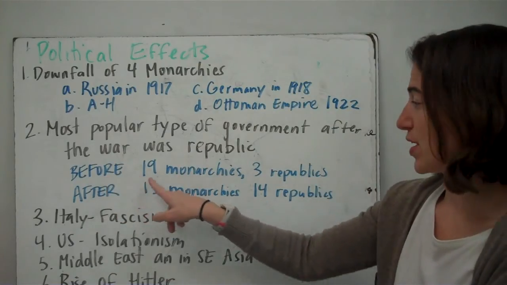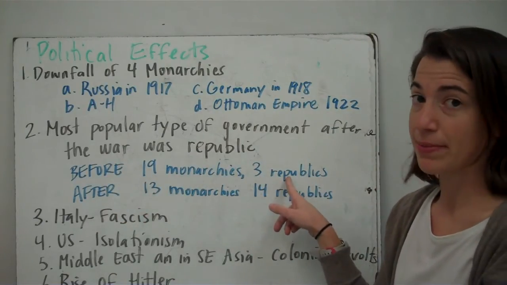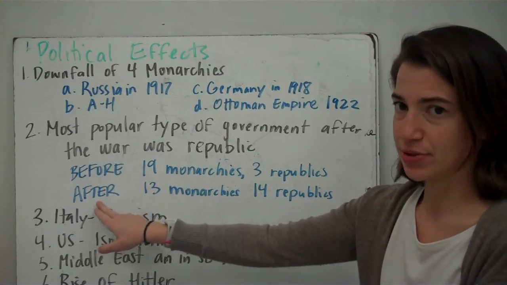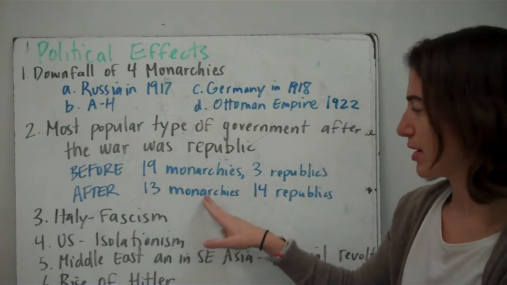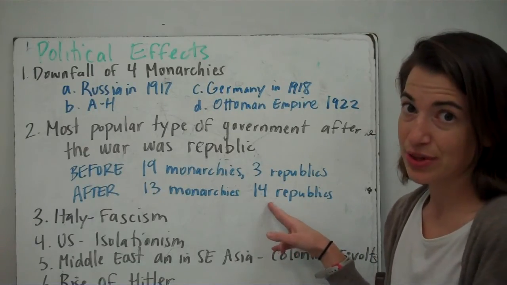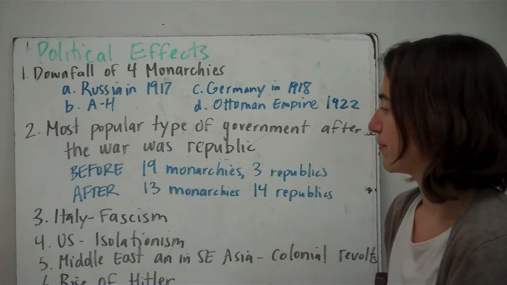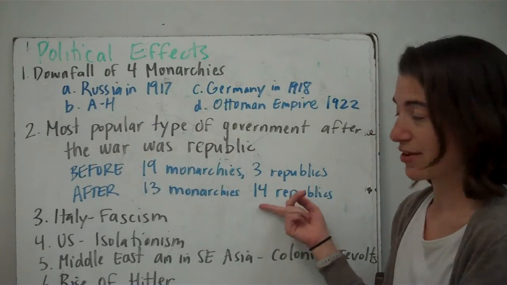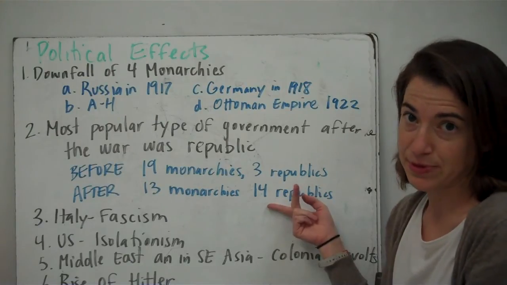Before the war, you've got 19 monarchies and only 3 republics around Europe. Afterwards, you still got 13 monarchies, right? But you have 14 republics. That's a pretty large increase within only a matter of years for republics. Remember, after Austria-Hungary collapses, you actually have a bunch of new countries forming, so that might be part of that number.